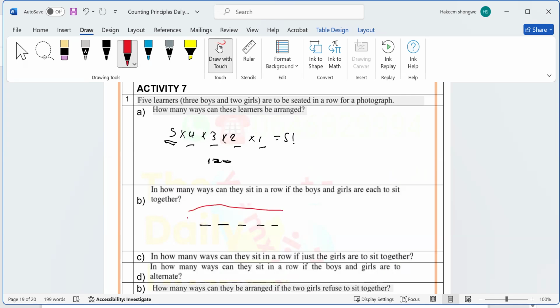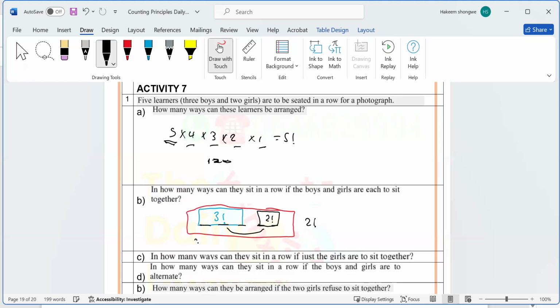Start with the bigger block. Inside the bigger block we have the 3 boys, so 3 factorial. Then the smaller one, which is 2 factorial, is for the girls. And then you can also arrange the two things inside the smaller box, another 2 factorial ways.